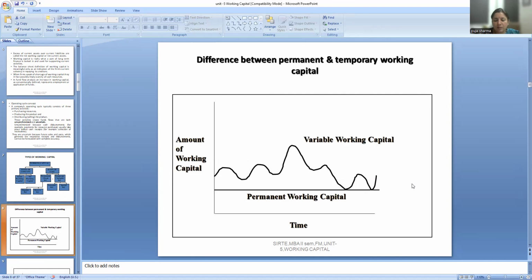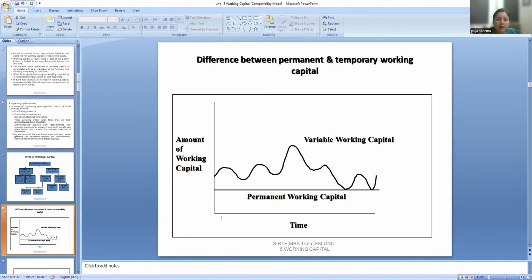You can see in the graph of the variable working capital, as I told you, as per the season and as per the special occasion like IPL or the World Cup match, the requirement of the items related to the particular occasion will change. As per the Diwali and Holi festivals, the working capital requirement will change as per the product available for that event, for that occasion.